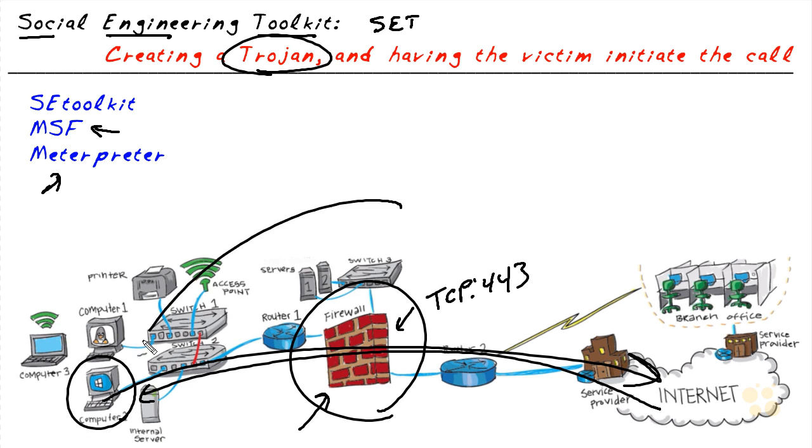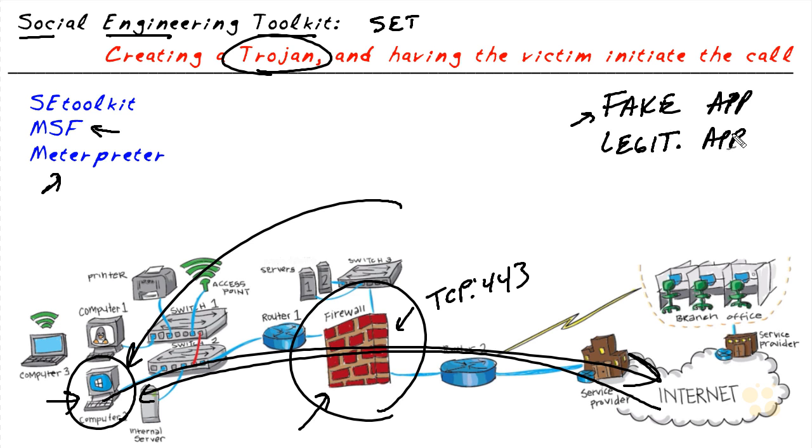And as far as getting this malware, this Trojan, installed on this computer, we have lots of options. We could have a fake application, which doesn't do what it claims to do, but rather installs the malicious software, or we could have a legitimate application that's being used as a wrapper around the malware. And then if the user installs the legitimate application, what actually happens is the malware gets installed and the legitimate application gets installed, and the attacker is one step closer to compromising that system.